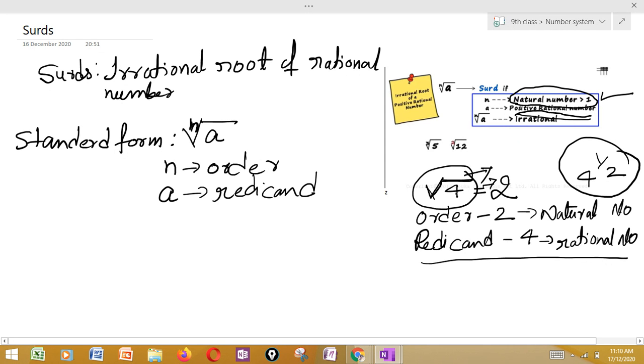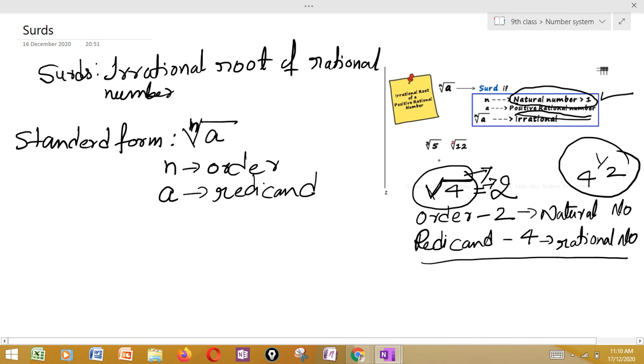Why the square root of 4 is not called a surd, can you tell that explanation, or else I will repeat it once again. Whether you need me to repeat about the surds or the conditions to be called a surd. Okay, I am going to repeat once again. When you consider the general form of a surd, that is nth root of a, here n is the order, a is the radicand. The number above the root is called the order, within the root is the radicand.